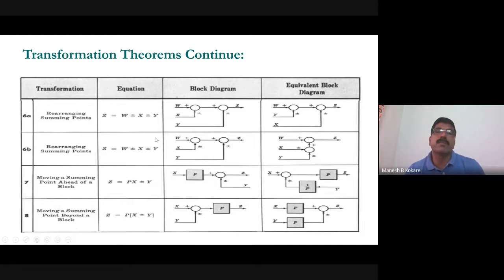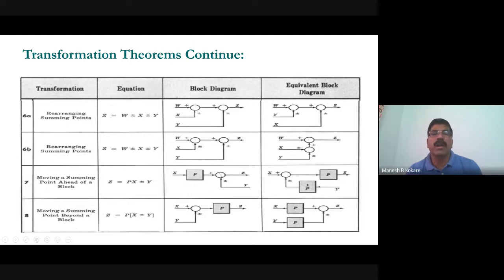Now rearranging the summing point in this situation, right? See that this is w, this is x, and this is y. So what is the value of z? z will be equal to w plus or minus x plus or minus y. This can also be done with this arrangement: w plus or minus x, and see what is the output of this one? x plus or minus y, right? This is added with w, so that is equal to z. So this diagram and this diagram are equivalent, right?